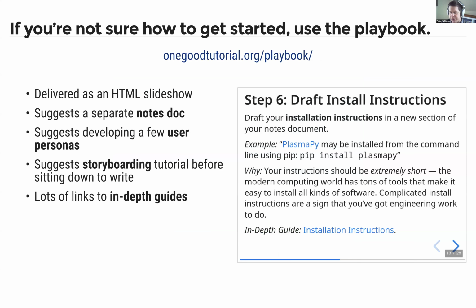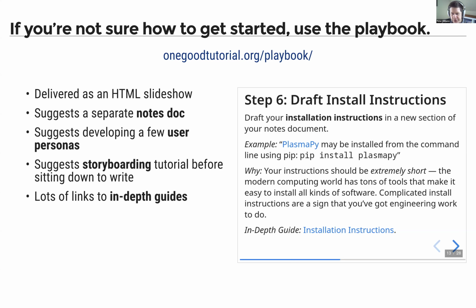If you're not sure how to get started, I've also created a thing that I call the playbook, also at the website, which gives essentially a recipe for starting from zero and building up all of those 9 elements. It's delivered as an HTML slideshow on the website. I found that to be a very nice form factor for giving progressive information about things. And to be honest, most of what it recommends is nothing too earth-shattering.